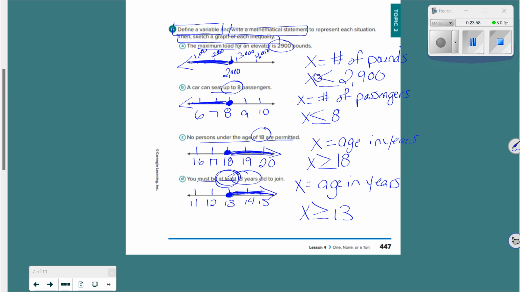Any questions about how this is working? Big thing, guys: if it has the line under it, the circle is closed. If it does not have that line, it is open. Make sense? Okay, next page.